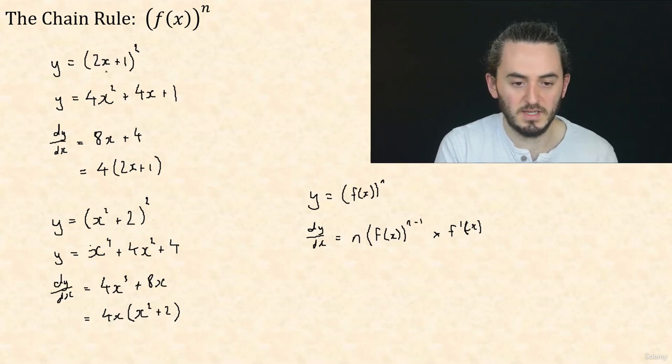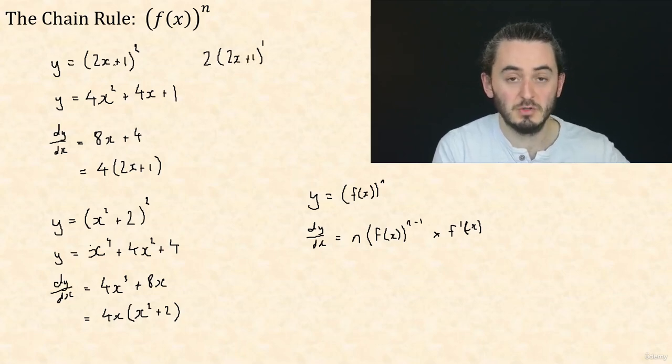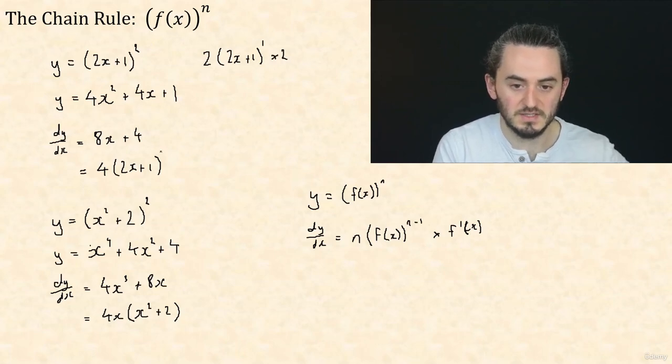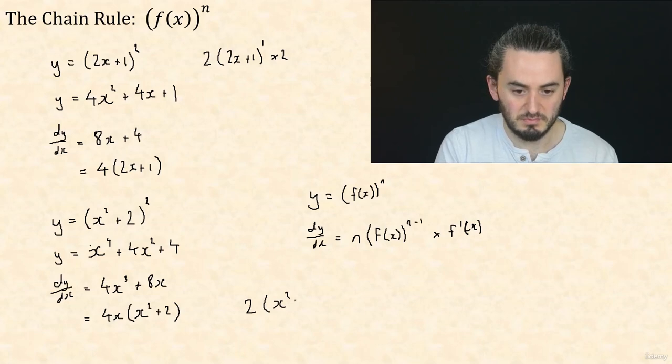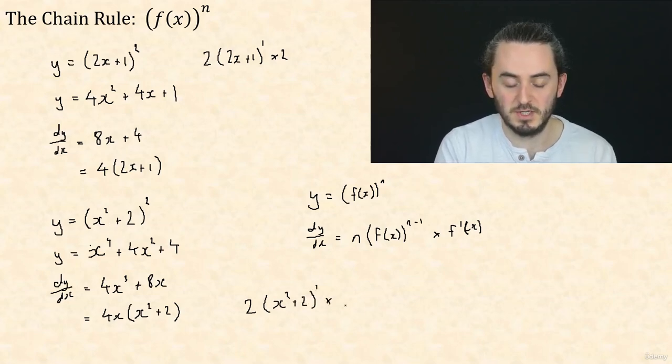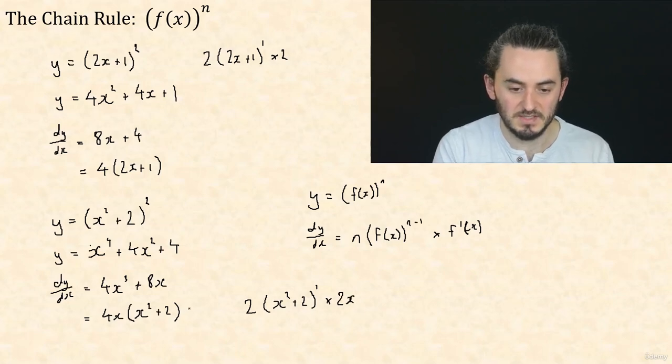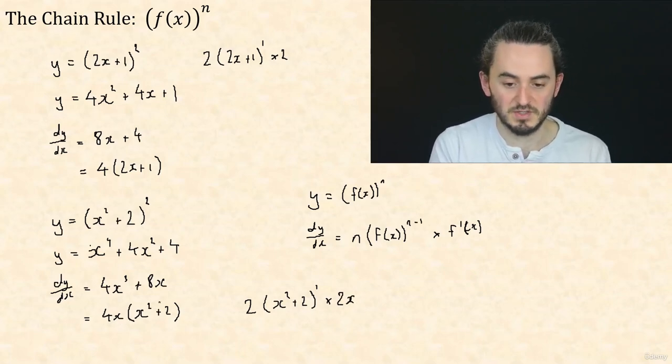Let's just check that working here. The power comes down and drops by 1. So that's 2 times (2x plus 1) to the 1, and then multiply by the derivative of what's happening inside the bracket, which is 2. And that does indeed give us 4 times (2x plus 1). In this case here, the power comes down and drops by 1, and then multiply by the derivative of what was happening inside the bracket, which is 2x. And yes, indeed, that is 4x times (x squared plus 2).